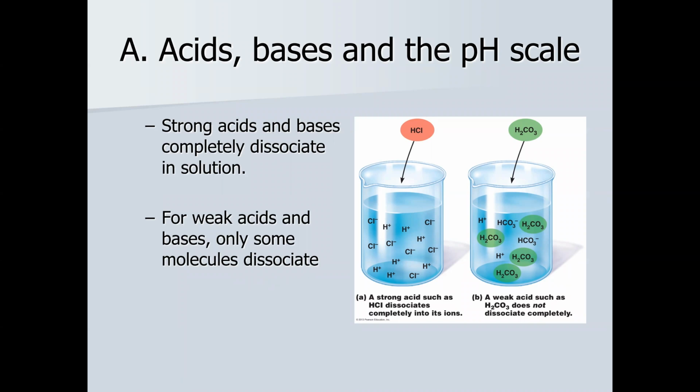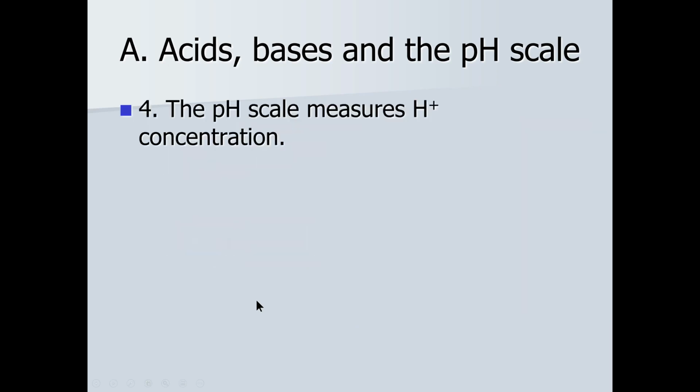A strong acid completely dissociates in solution. So if a strong acid completely dissociates in solution, we have only ions. If a weak acid partially dissociates in solution, we can have the neutral compound and we can have ions also. pH is a measurement of the hydrogen ion concentration. It is the negative logarithmic scale.